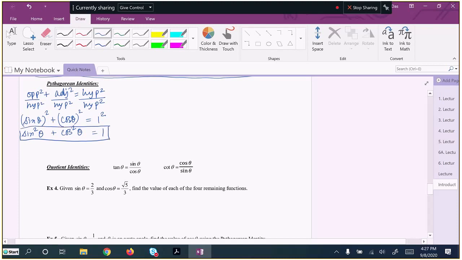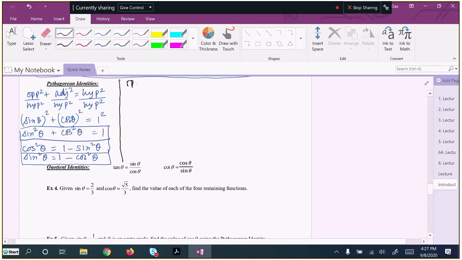And you can rewrite this identity by subtracting sine square from both sides, and you get cosine square theta equal to 1 minus sine square theta. Or you can subtract cosine square from both sides and get sine square theta equal to 1 minus cosine square theta. These are different forms of the same trigonometric identity. All three of them are called Pythagorean identities. I will now show you different forms of the same identity.